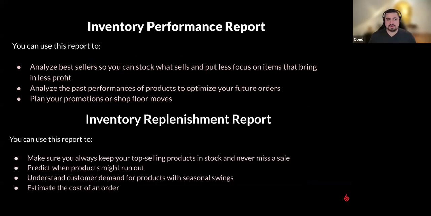The inventory performance report you can use to analyze your best sellers. As the name suggests, you can see which products are performing well and which are not, and you can analyze past performances. So if a product is not selling very well this year, but it was last year, then you can analyze that information and make decisions based on that. With that information, you can plan your promotions and see what products you want to have out on your floor.